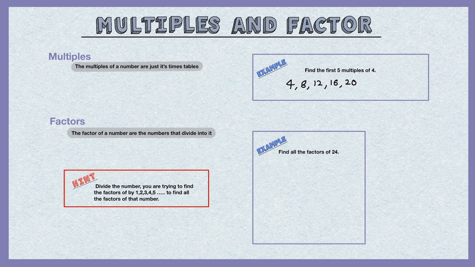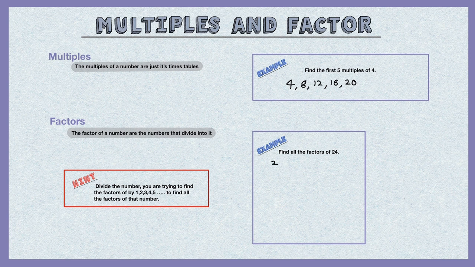So now let's look at the definition for factors. The factors of a number are just the numbers that can be divided into it. So if we look at the hint here, to find the factors of a number, you just divide the number you're trying to find the factors of by 1, 2, 3, 4, 5, and so on, to find all the factors of that number. So let's use that hint for the example on the right.